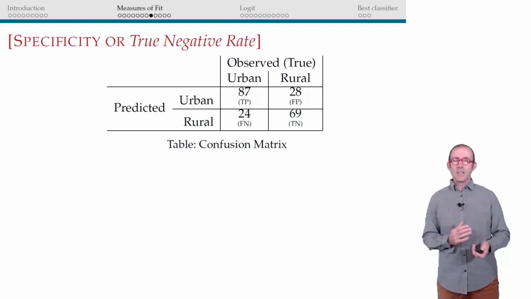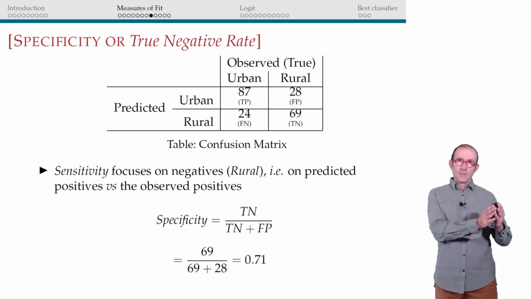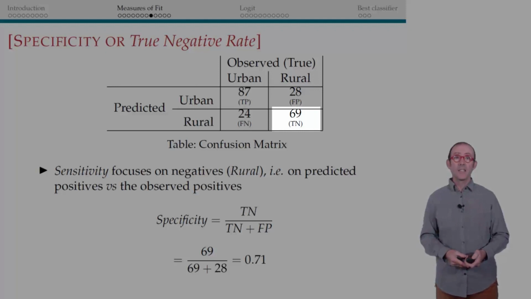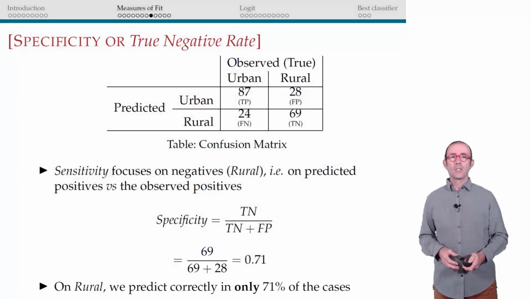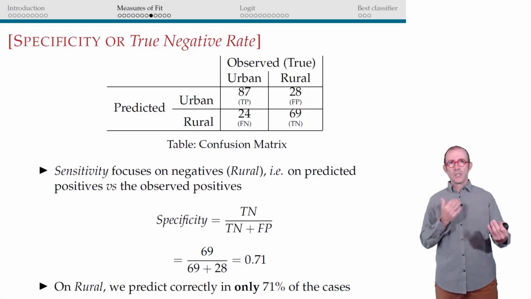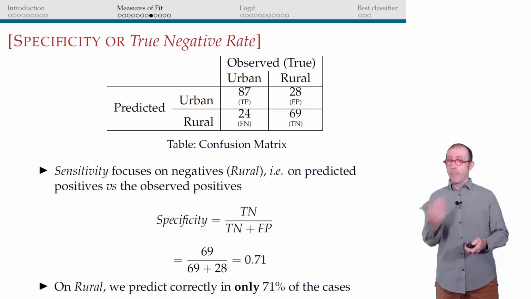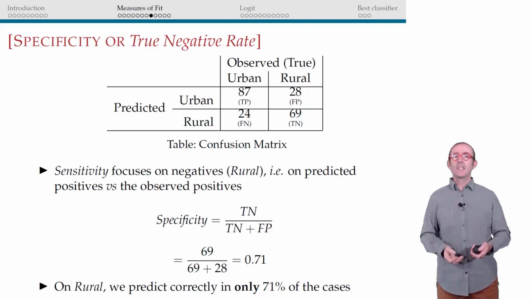We have something similar to that, the specificity, also called the true negative rate, that focuses on the other outcome, the negative outcome. Nothing pejorative here, it's just the name. We'll focus on the second column, and we want to know on this population how many were well predicted. You see, I predicted well in 69 cases over a total of 97. So I predicted well in 71% of the cases only. That's less than for the urban population. It means my classifier is better at predicting urban than predicting rural. This is an important feature of my classifier. Maybe it's important for me to select a classifier that is better in some direction. At least it's interesting to observe that.